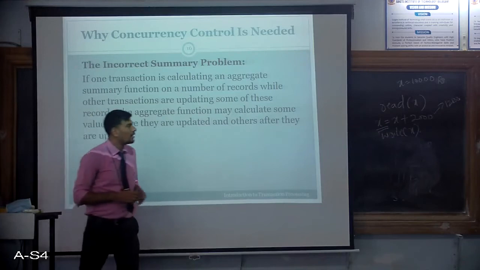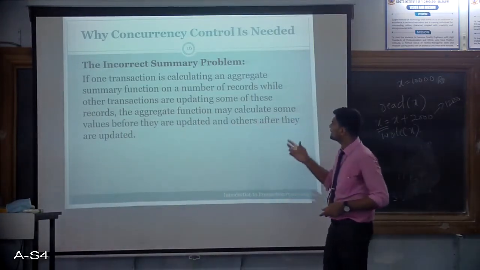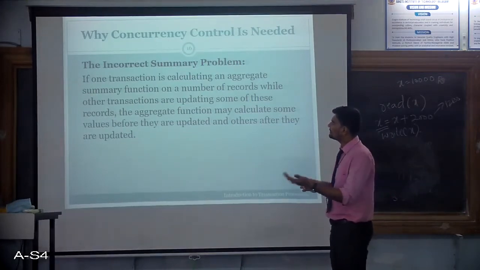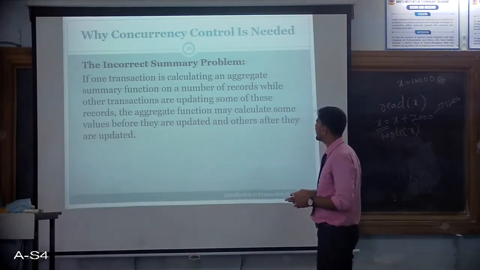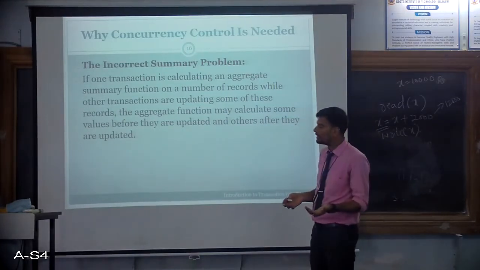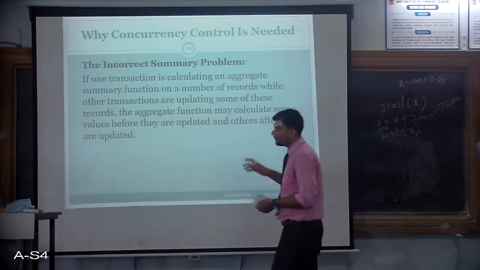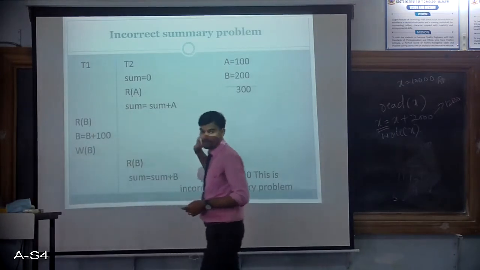So next we have the incorrect summary problem. What is the incorrect summary problem? If one transaction is calculating an aggregate summary function on a number of records, while other transactions are updating some of these records, the aggregate function may calculate some values before they are updated and some values after they are updated. We'll directly discuss one example related to the incorrect summary problem.